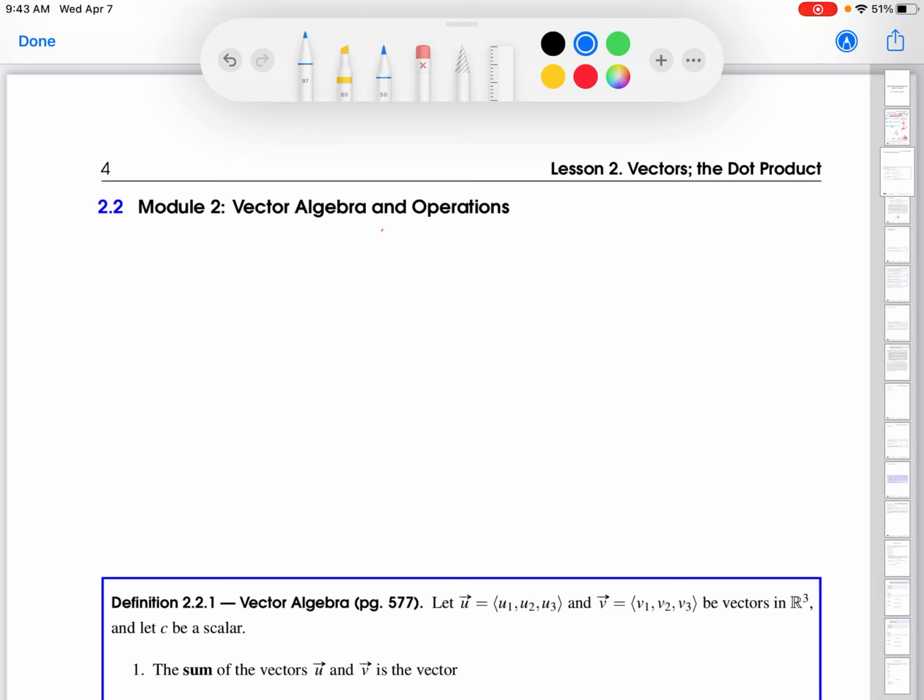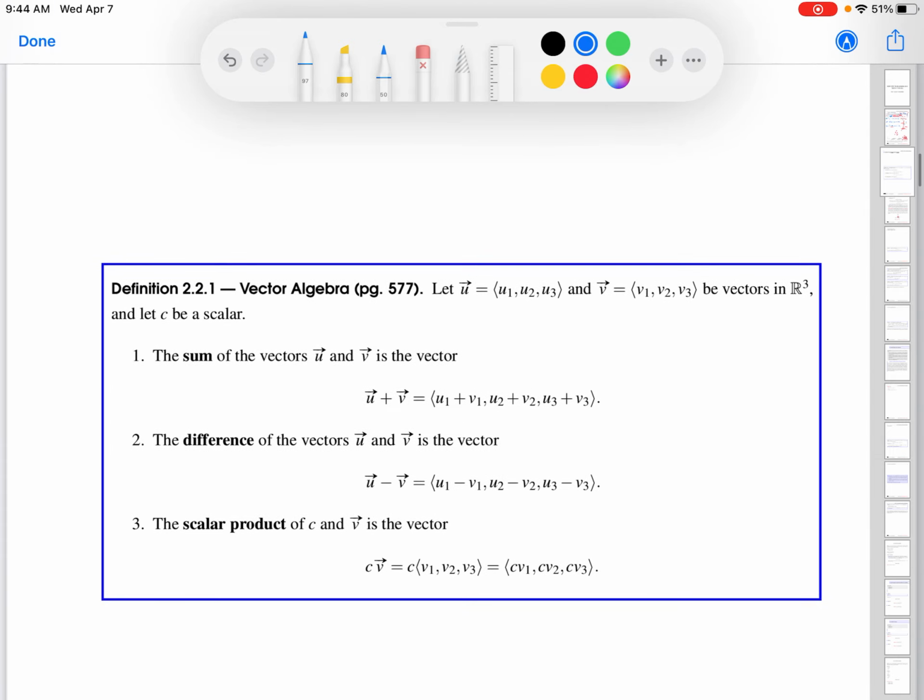We're going to talk here about Module 2 in this lesson, which is vector algebra and operations. And let's start off with this definition of what we're going to mean by adding two vectors, subtracting two vectors, and multiplying a vector by a number, a scalar.